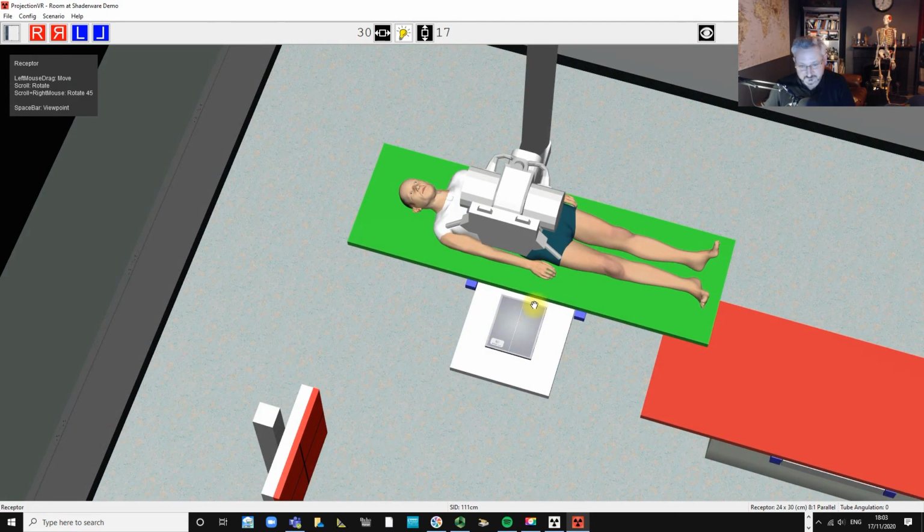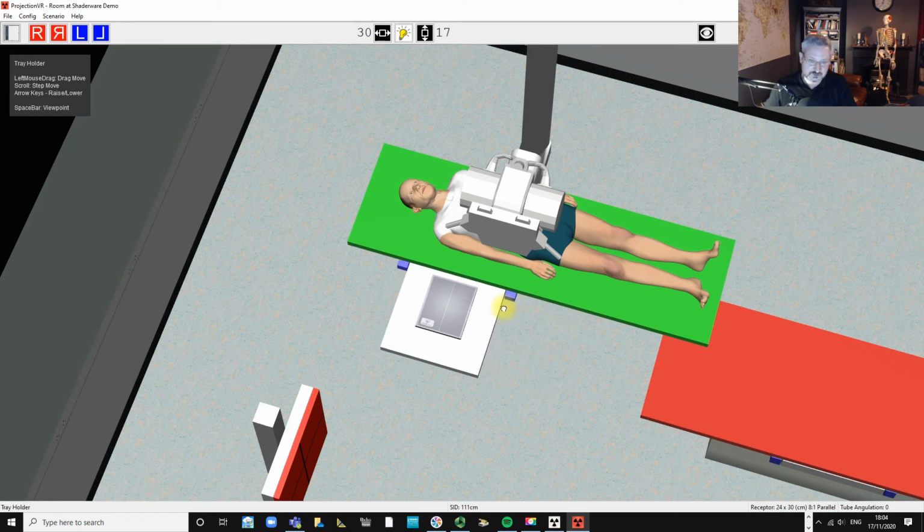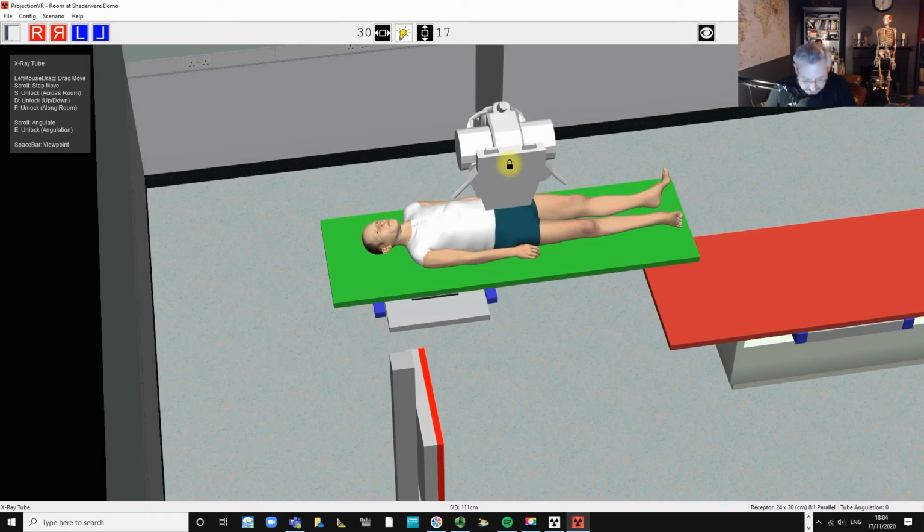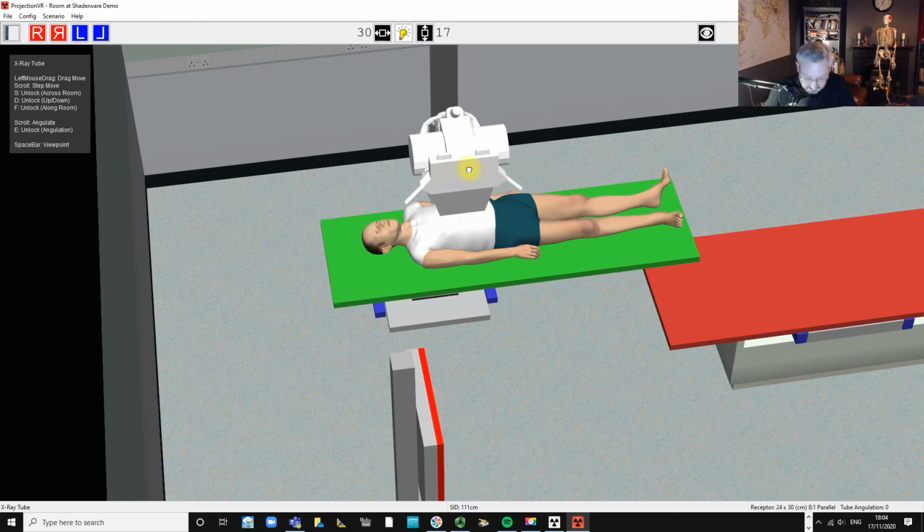But here, because the grids historically always go along the long axis of the receptor, we can't angle against this grid. If I was to angle in this direction, then we'd get grid cut-off, because we're angling against the little slats of lead that make up the grid, and the X-rays wouldn't get through. So we can't angle in that direction. So we could use it in this way to X-ray our AP clavicle, which we will do. So just move over here and move across.